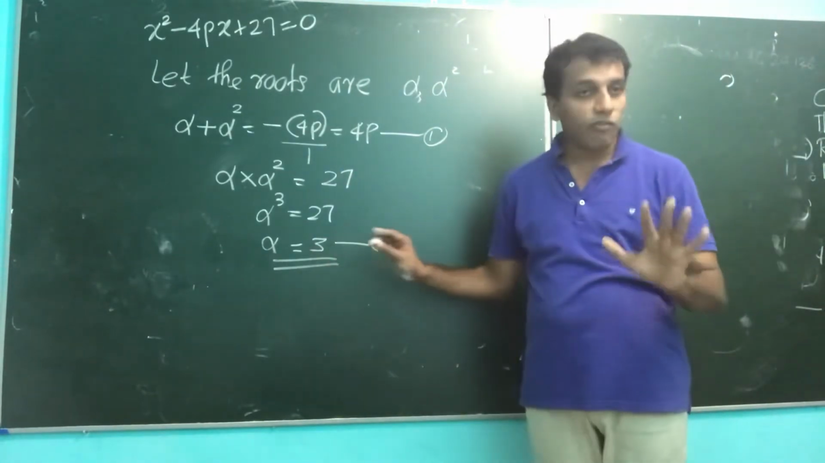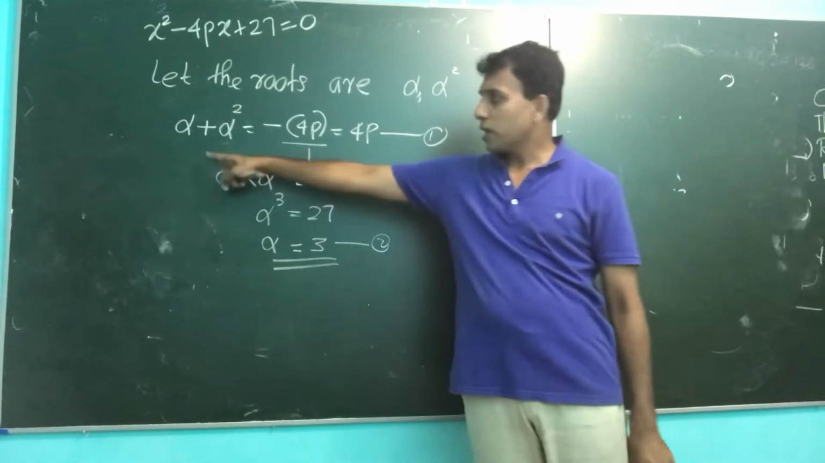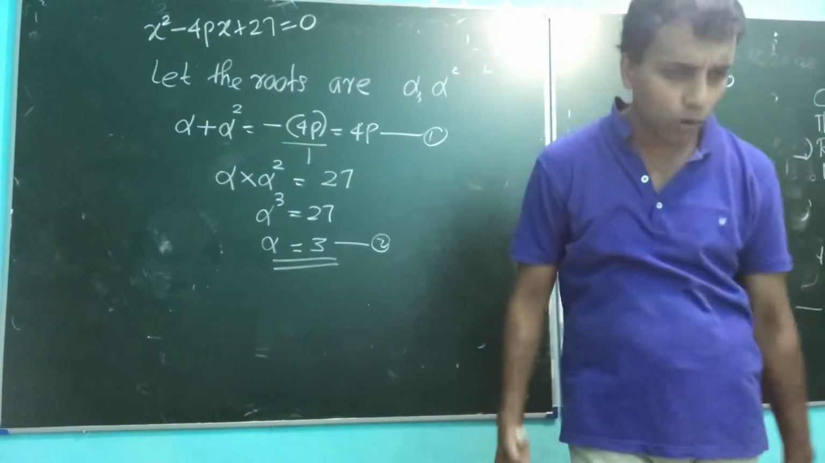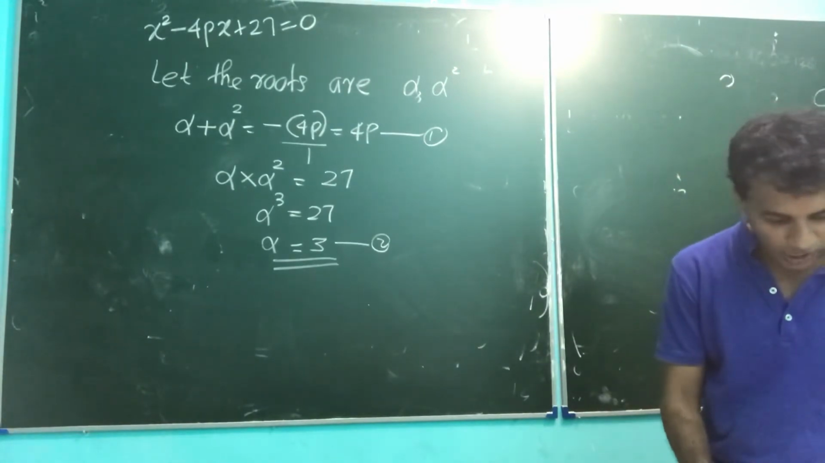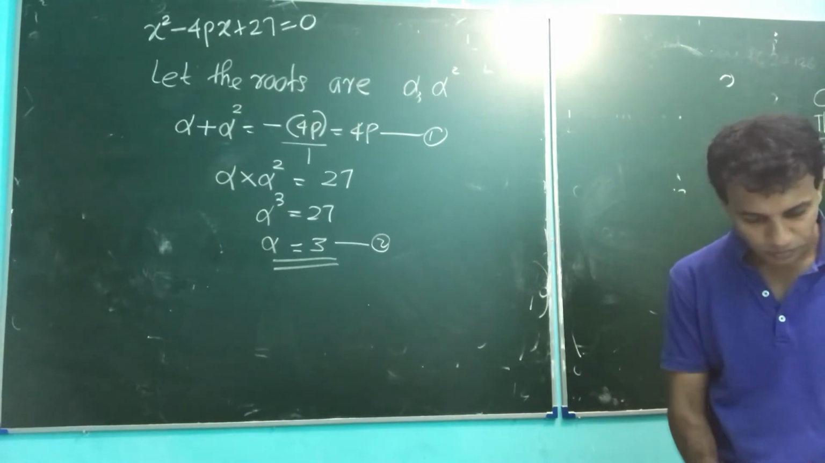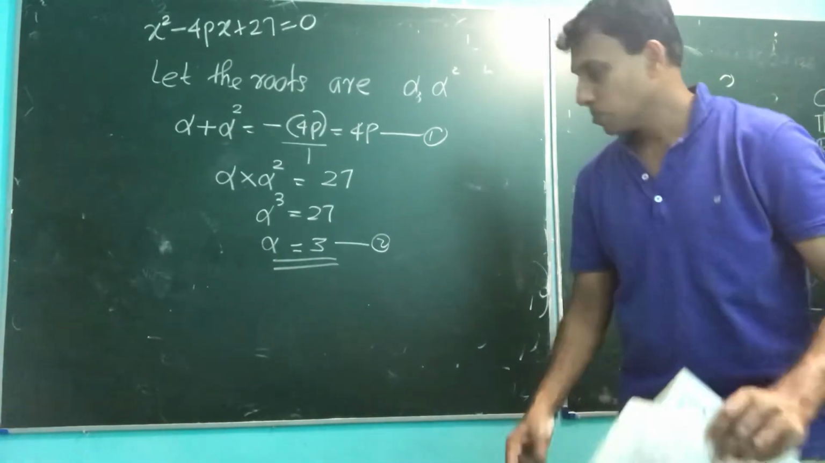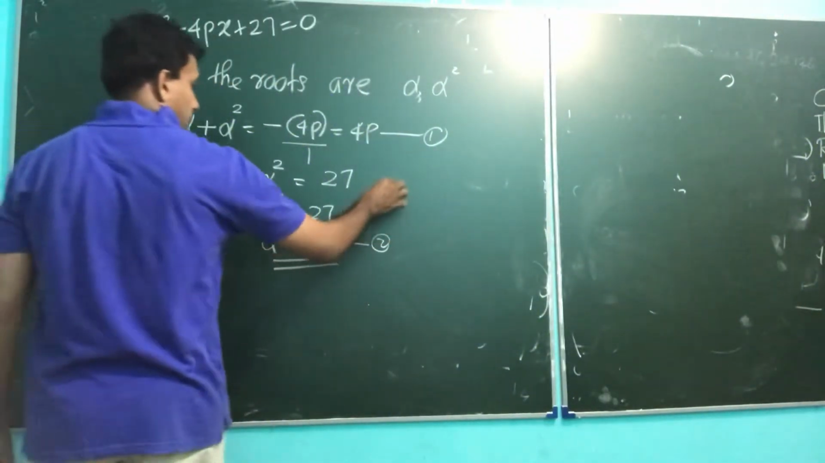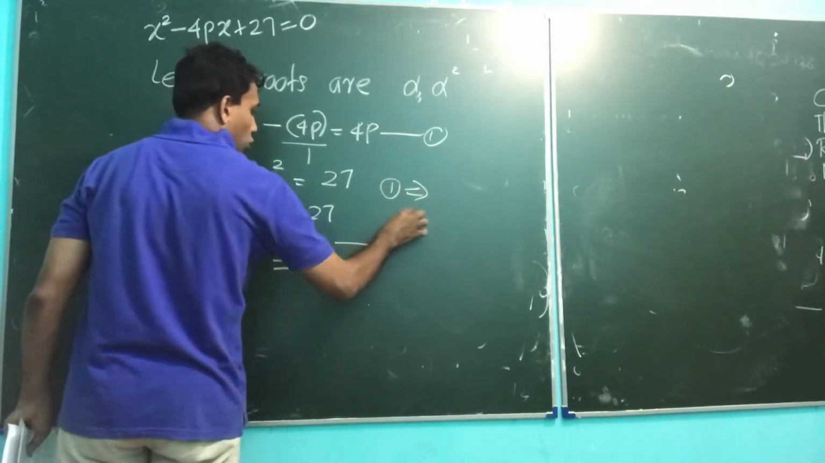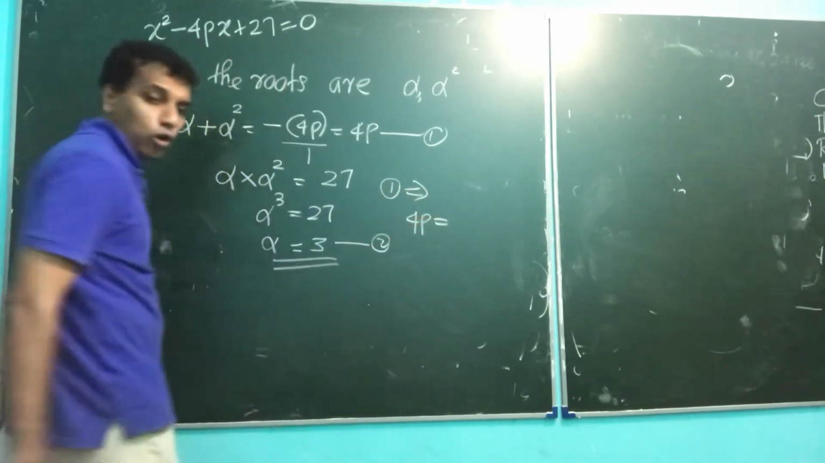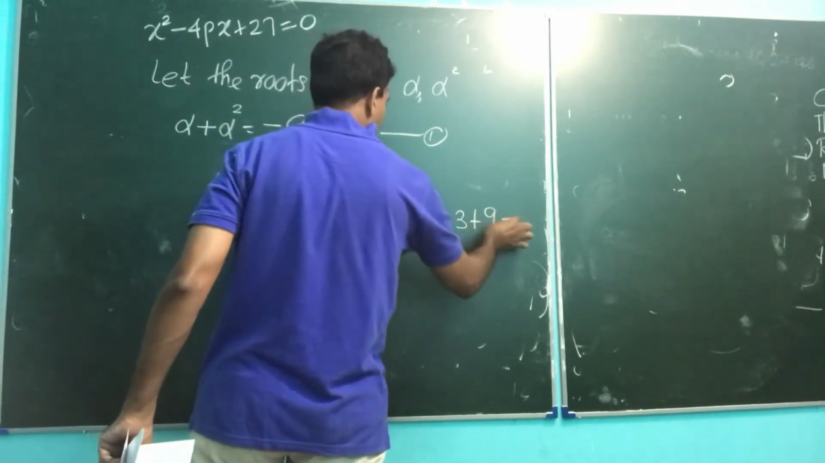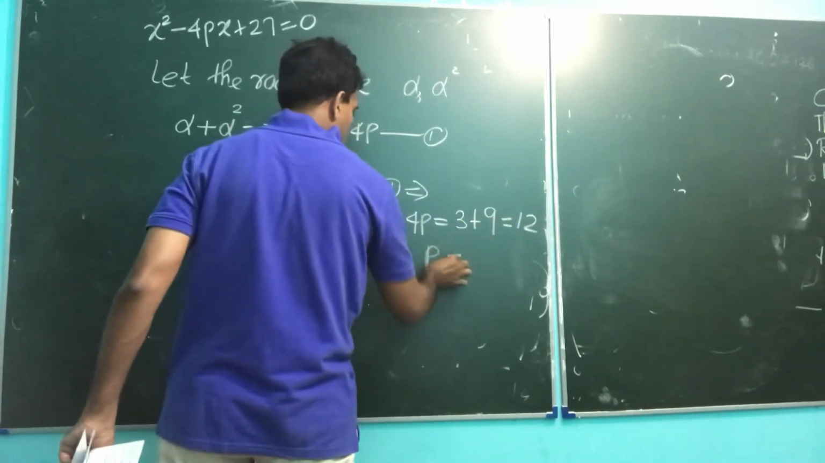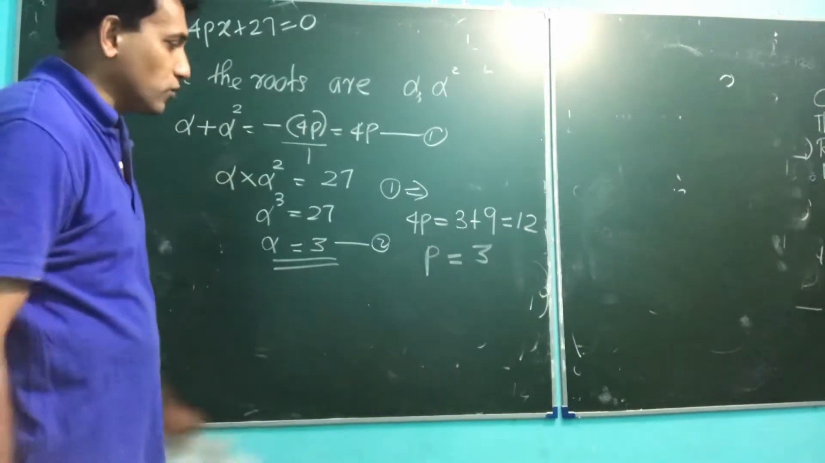Now alpha is 3. Put alpha as 3 here and find the value of p. The question is to find the value of p. From the first equation, 4p equals alpha plus alpha squared, which is 3 plus 9, so 12. Therefore p is 12 over 4, which is 3. P is 3. Simple.